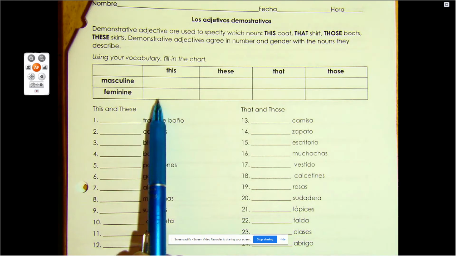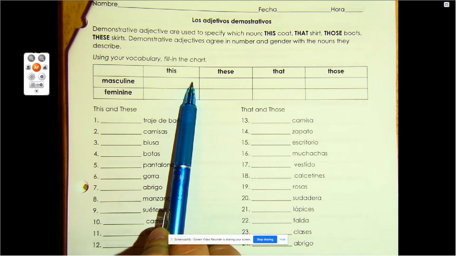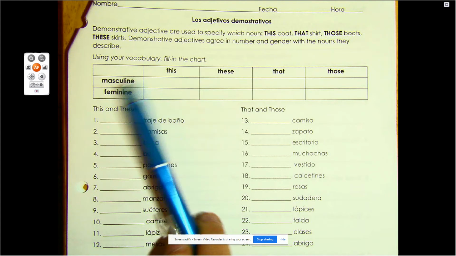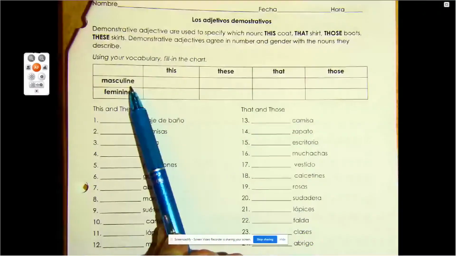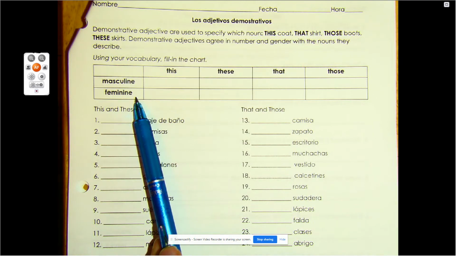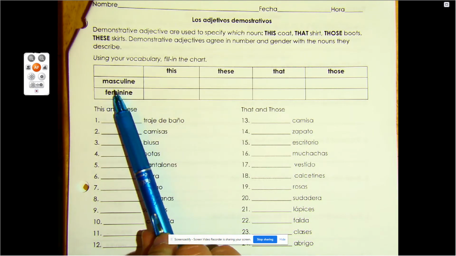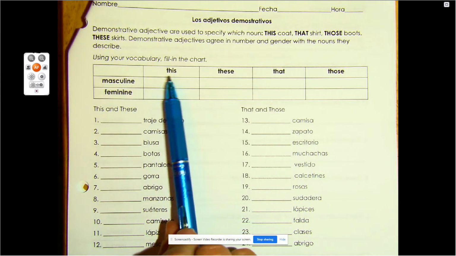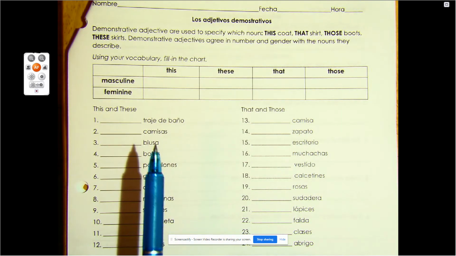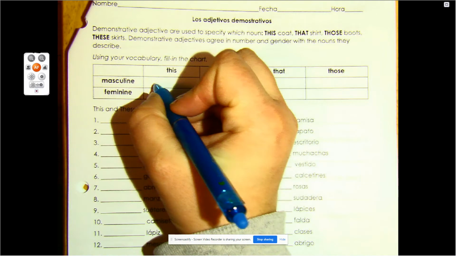So we're going to fill out this chart. I'm just going to do part of it with you, but you can just look directly at your vocab. There are two ways to say this. One is for masculine and one is for feminine nouns that follow. So what is the masculine way to say this? Great. Este.